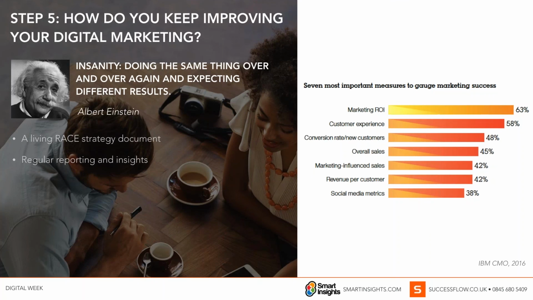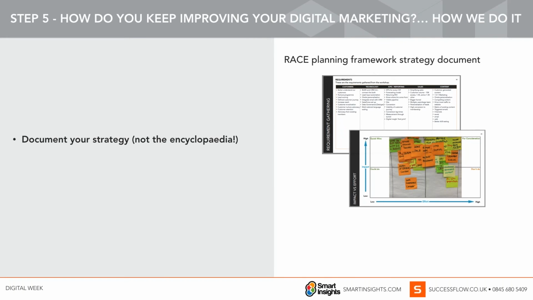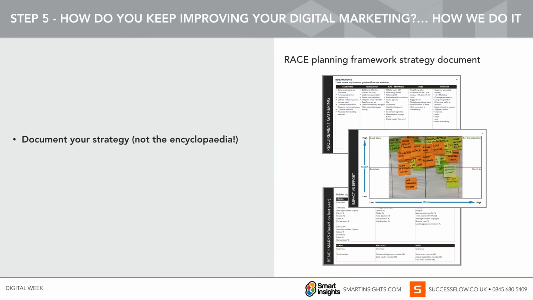So we have that race strategy document, something that's on paper. It's not the big encyclopedia. We'll look at regular reporting and insights, and I'll go into a little bit about the difference. As I was saying, it's so important to have that single place, that single document where anybody in the team, any key stakeholder, any management can come along and say, what is it you're trying to do and what are you trying to achieve?